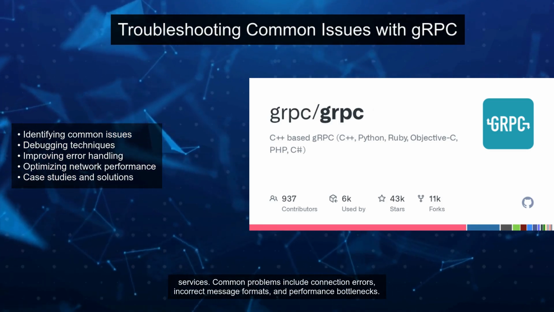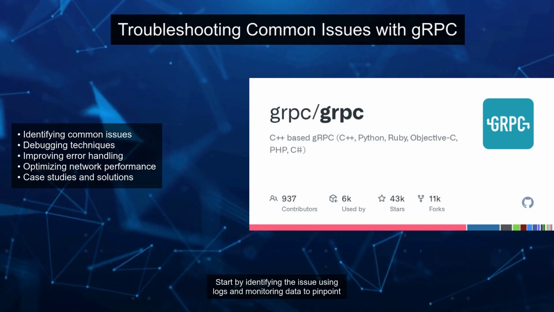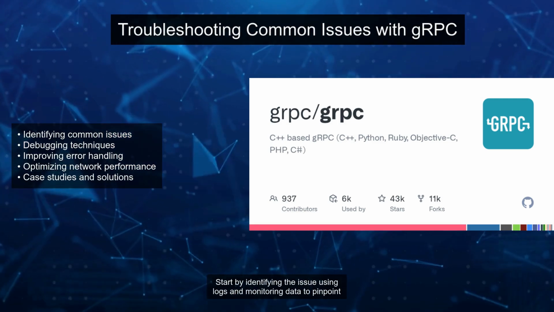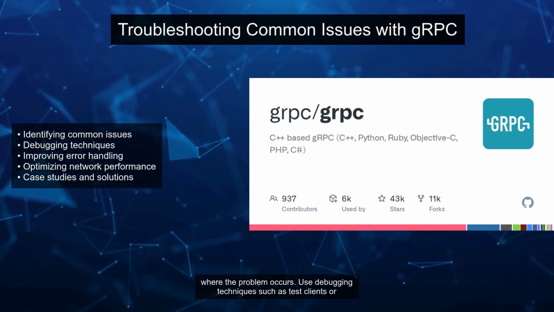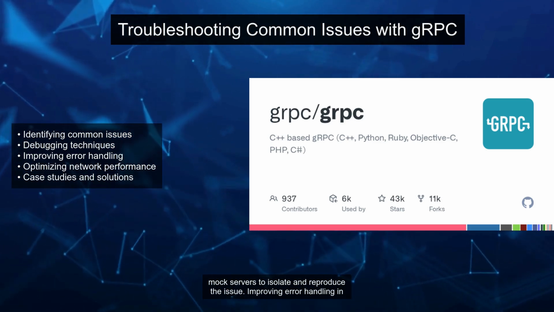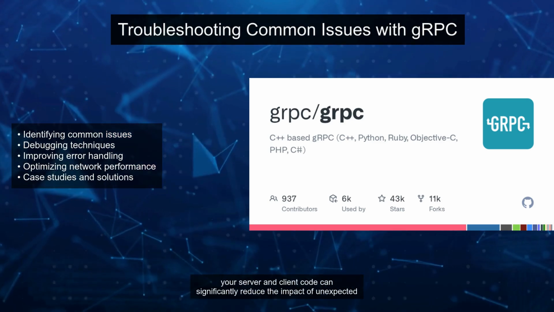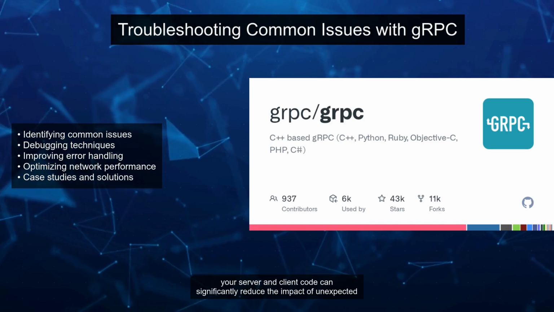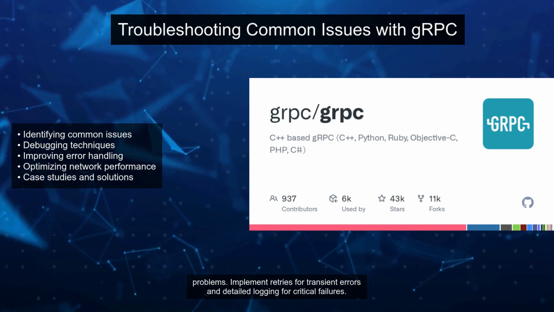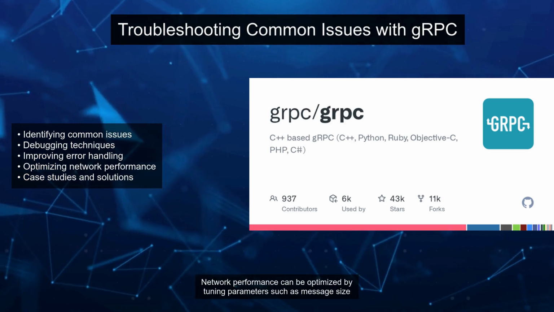Common problems include connection errors, incorrect message formats, and performance bottlenecks. Start by identifying the issue using logs and monitoring data to pinpoint where the problem occurs. Use debugging techniques such as test clients or mock servers to isolate and reproduce the issue. Improving error handling in your server and client code can significantly reduce the impact of unexpected problems. Implement retries for transient errors and detailed logging for critical failures.